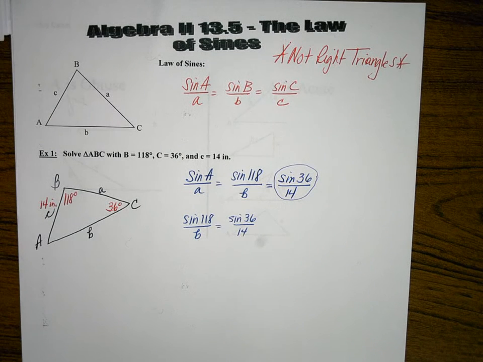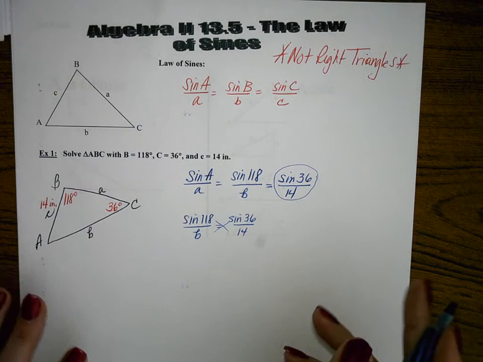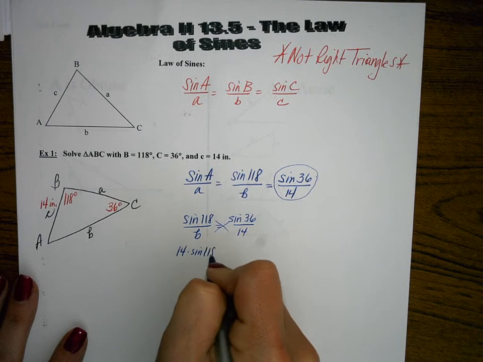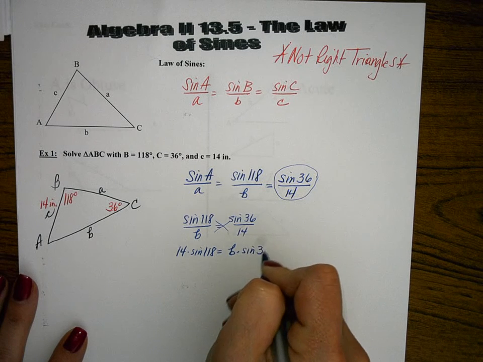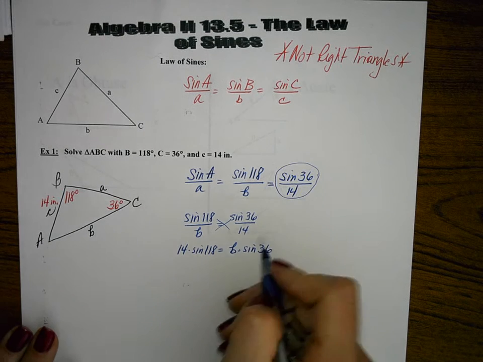All right, how do we solve this? Absolutely. Fraction equal to a fraction, we're going to cross multiply. 14 times the sine of 118 is equal to little b times the sine of 36. Now we are going to minimize how many calculations we write down in our work. If I want to get little b all by itself, what am I going to do? Divide by the sine of 36.